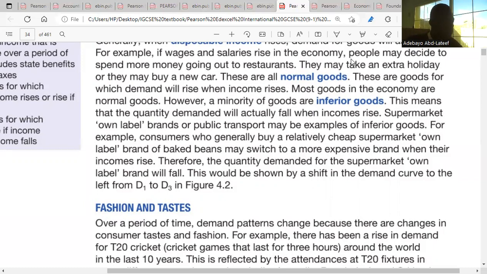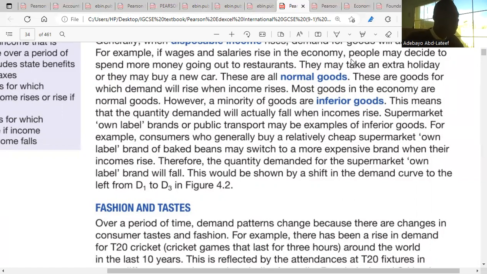Lesser than this. So the kind of shop you go to whenever you don't have so much, what you buy there is an inferior product. The shops you go to when you have so much money with you, it's a normal product. Do you understand the difference now? Great. So that's all about income.